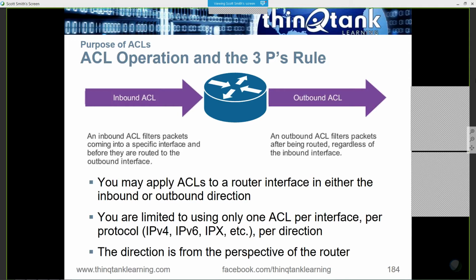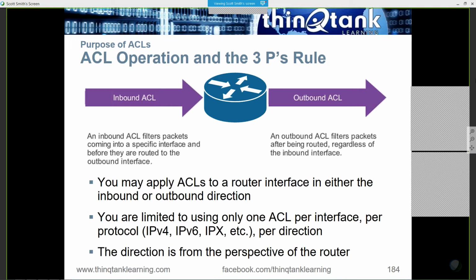If you're using an access list for filtering, there are two configuration steps that have to take place. You need to create the access list globally, and then you need to apply the access list to an interface. You can apply an access list in either the inbound direction, from the perspective of the router coming into the router, or you can apply an access list in the outbound direction.